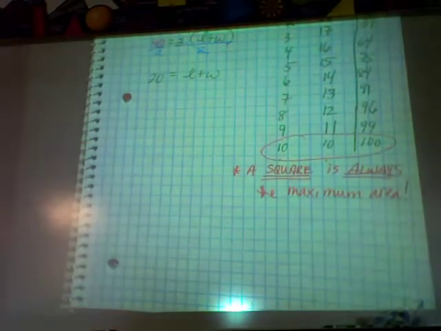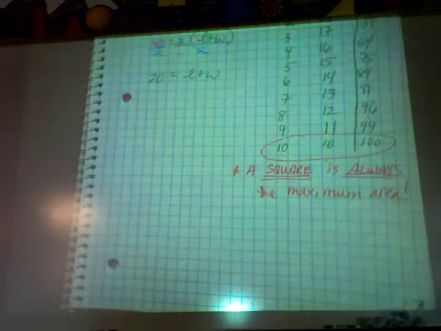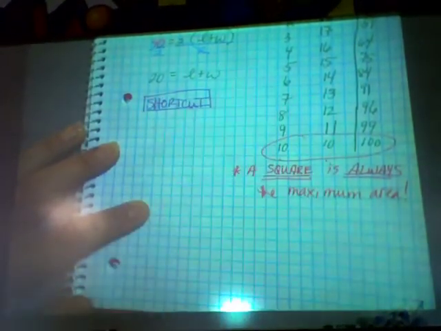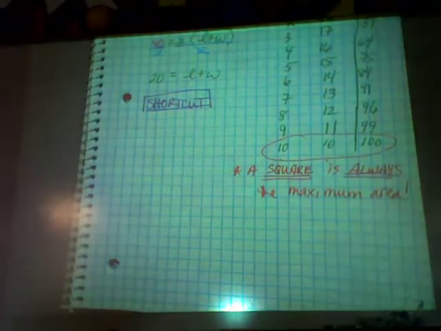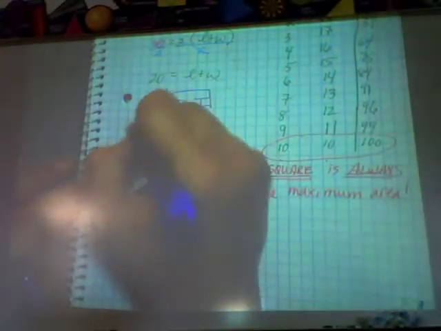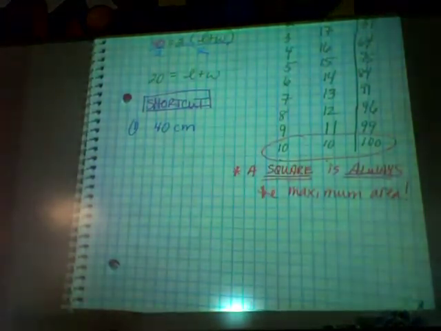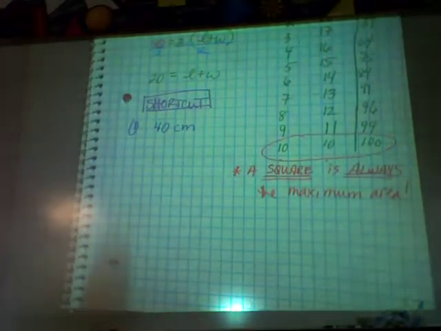So I could have done this with you again, and then you would have realized, oh, it's the same thing times the same thing again, but I don't want to waste your time. Will you believe me that a square is always the maximum area? Okay, because it is. All right, so what's the shortcut? So let's see. Because we don't want to do this the whole time, right? Here's your shortcut. Number 1, we started with 40, right? That's what we started with. How can we go from 40 to the 10?